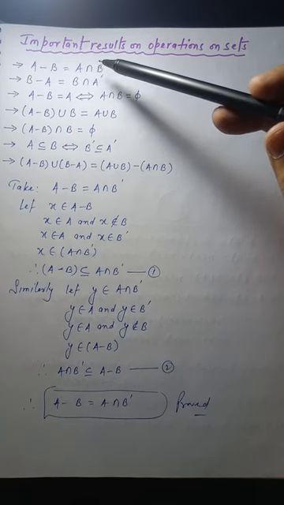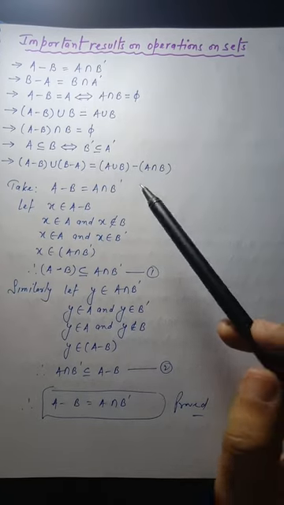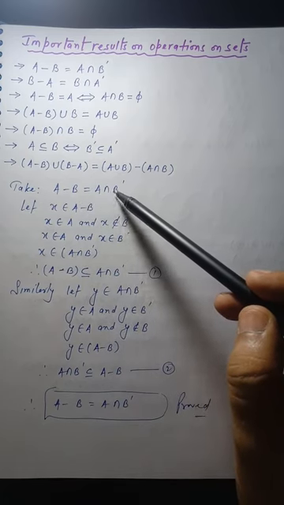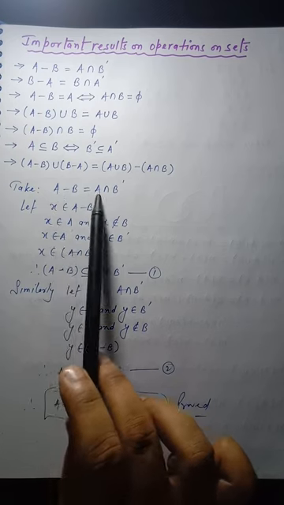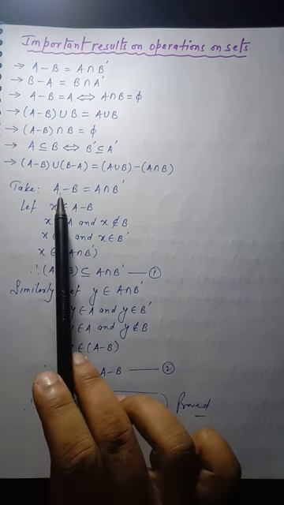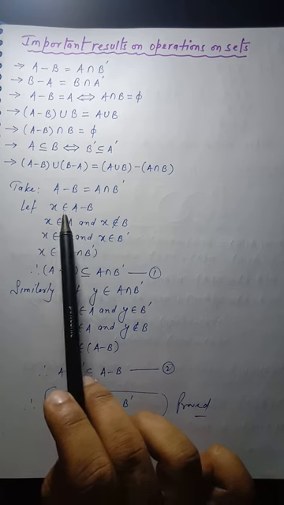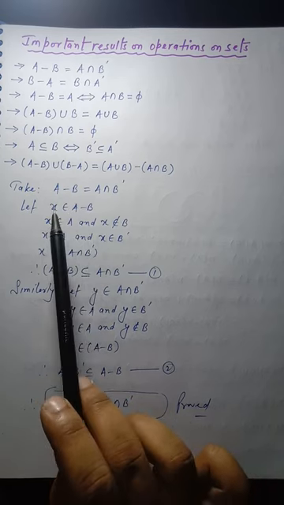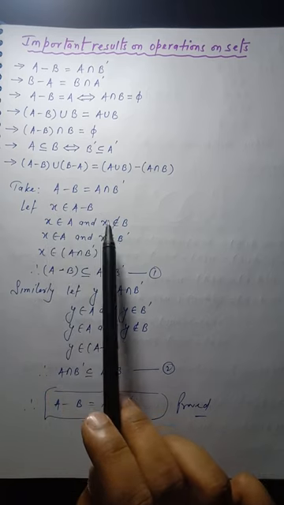So let me prove a few points. Take this first one. We have to prove that A intersection B dash is equal to A minus B. So the concept is the same: to prove both are subsets of each other. For this, assume there is an element X which belongs to A minus B. So if this element is present in A minus B, it means this element must be in A, but this element will not be in B.